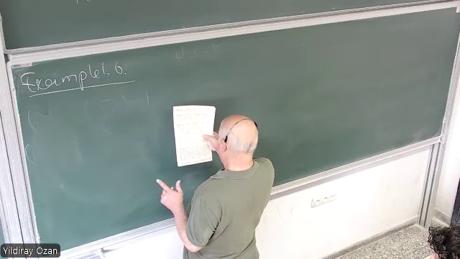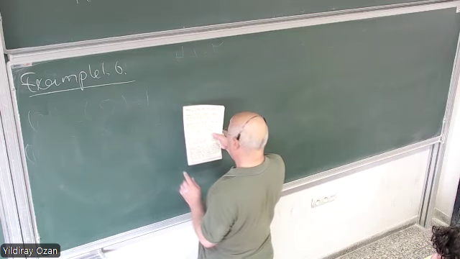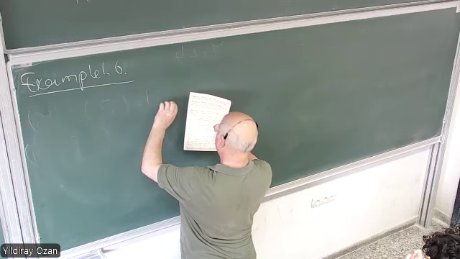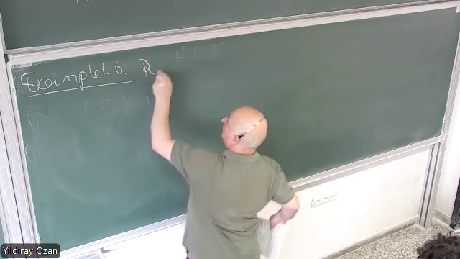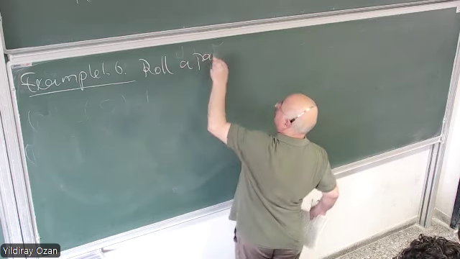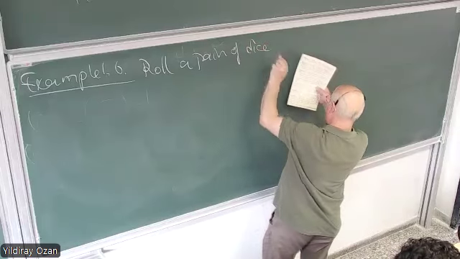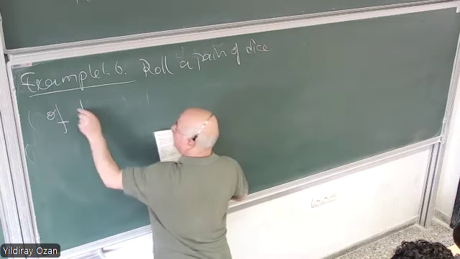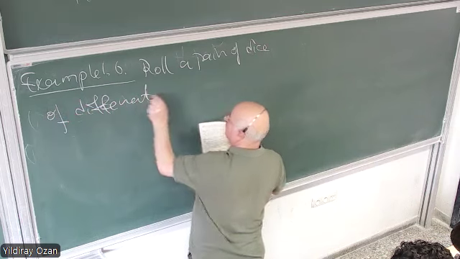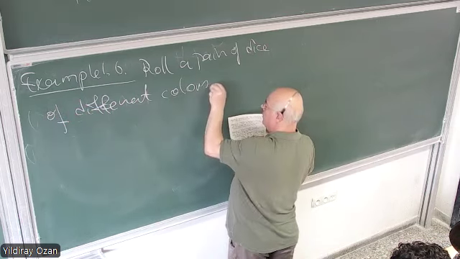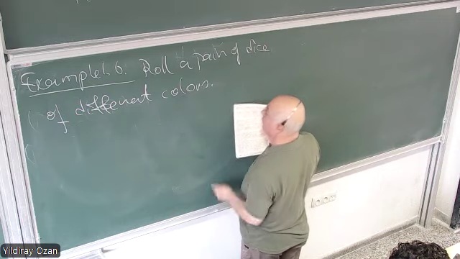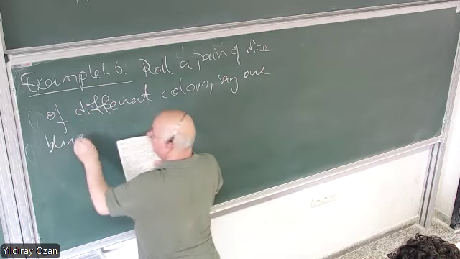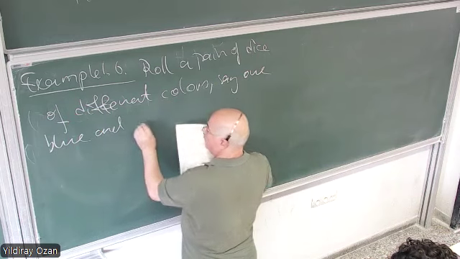Okay, now this time we consider an experiment. We roll a pair of dice of different colors. Suppose one of them is blue and one red.